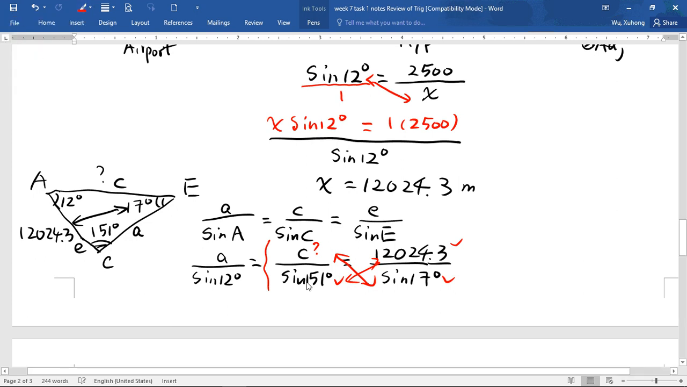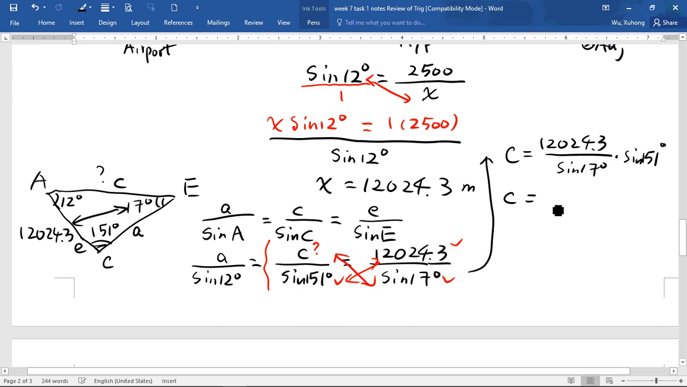Or you could just move the sine 151 to the other side by doing the opposite operation. It will be multiplied. So you have C equals 12,024.3 over sine 17 degrees times sine 141 degrees. Then get your calculator out. You will have 19,938.7 meters. Then write the statement.